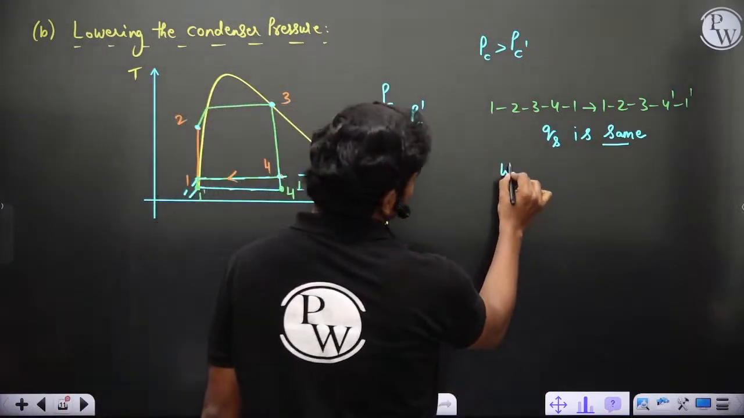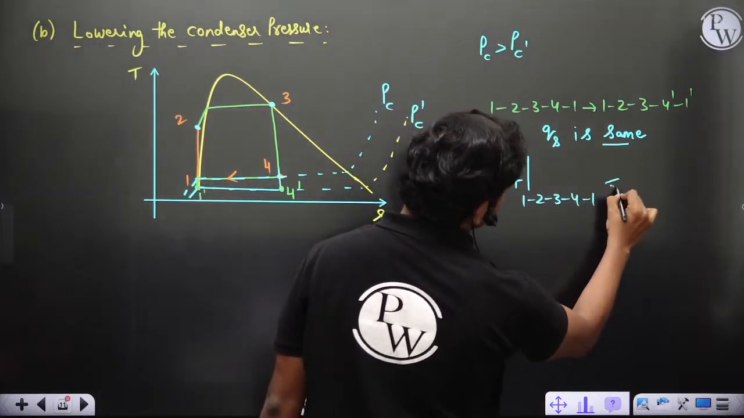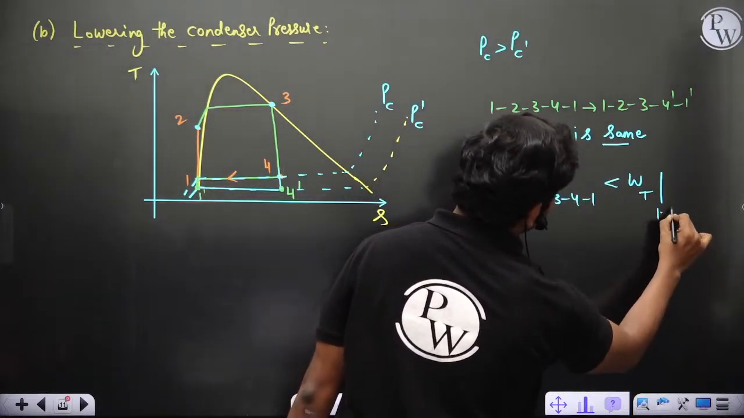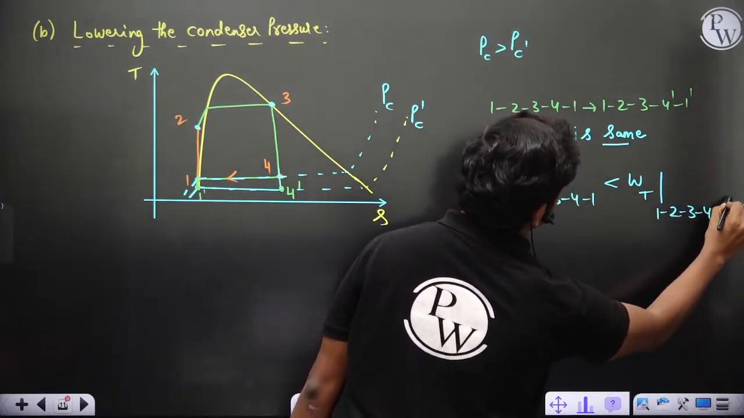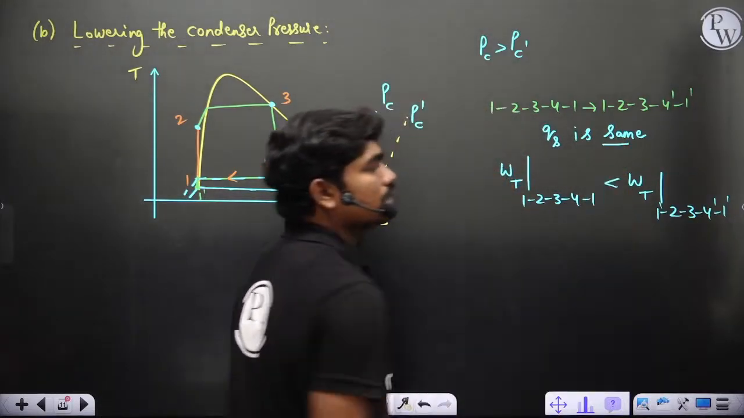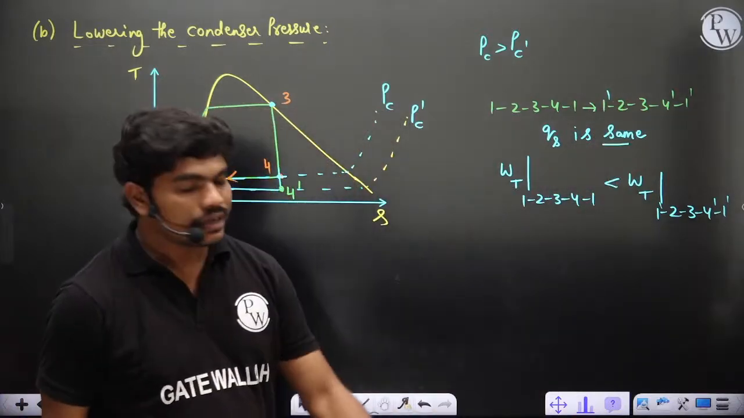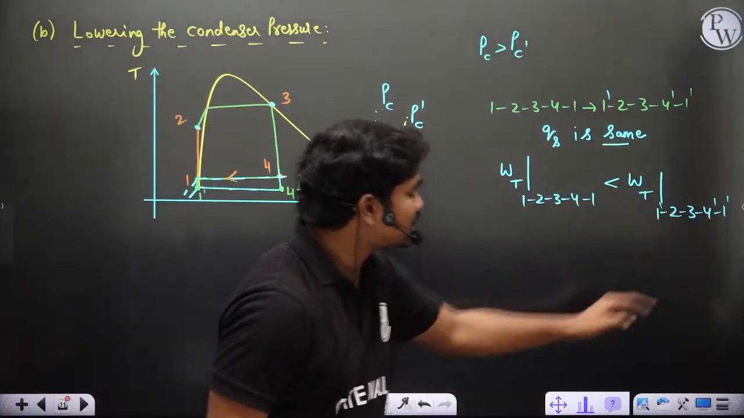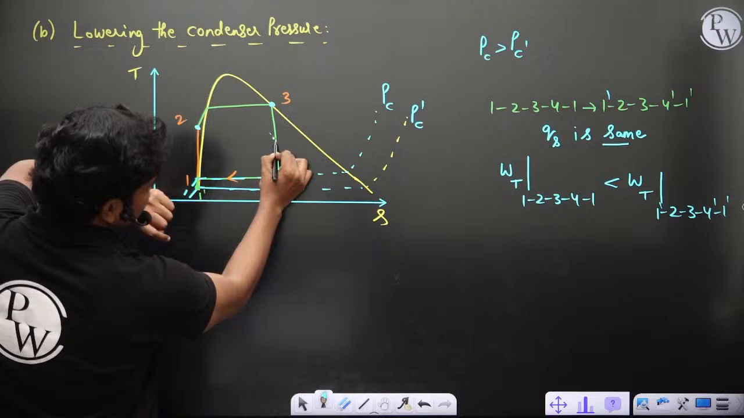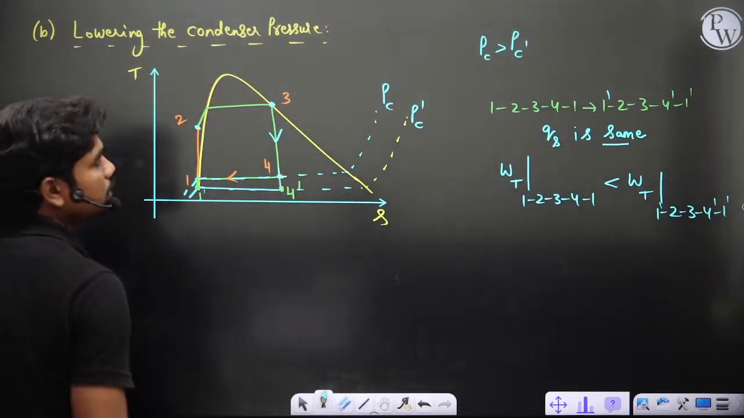So WT in case of 1 2 3 4 1 is definitely less than WT in case of 1 dash 2 3 4 dash 1 dash. Okay, there's a dash here also. Fine. Clearly, work done in the turbine in this case is large because you are expanding the steam from this point to a much higher point actually here.